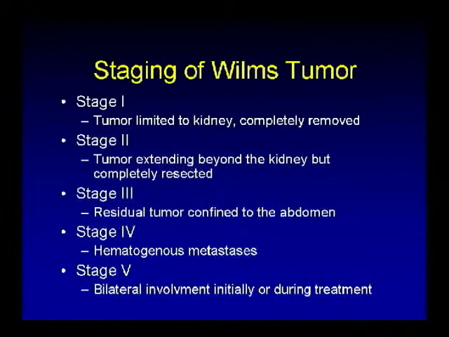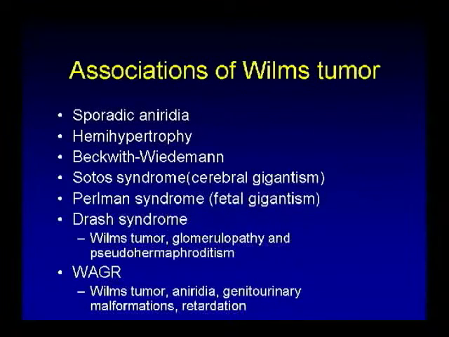Now the staging, you can't completely stage it unless there's metastatic disease because it's a surgical staging system. Stage 1 is tumor limited to the kidney and removed. Stage 2, the tumor extends beyond the kidney but is completely removed. Stage 3 is usually cases where they ruptured the tumor trying to get it out, things like that, or if it's grown into the vasculature and they can't get it all out of the vasculature. Stage 5 is bilateral renal involvement initially or during treatment.